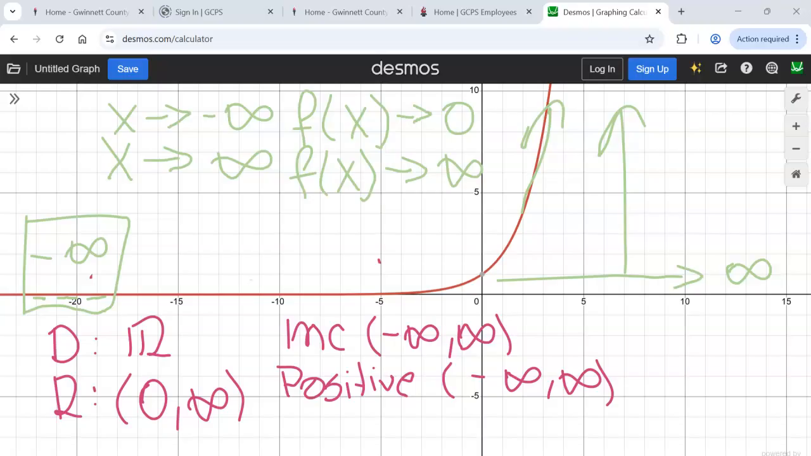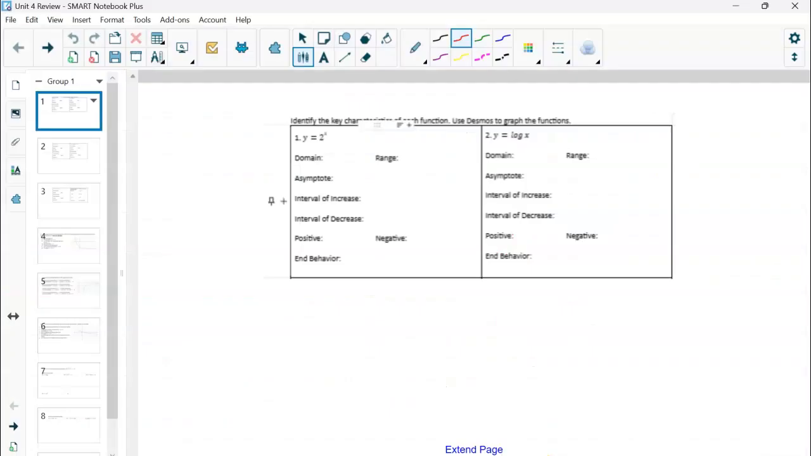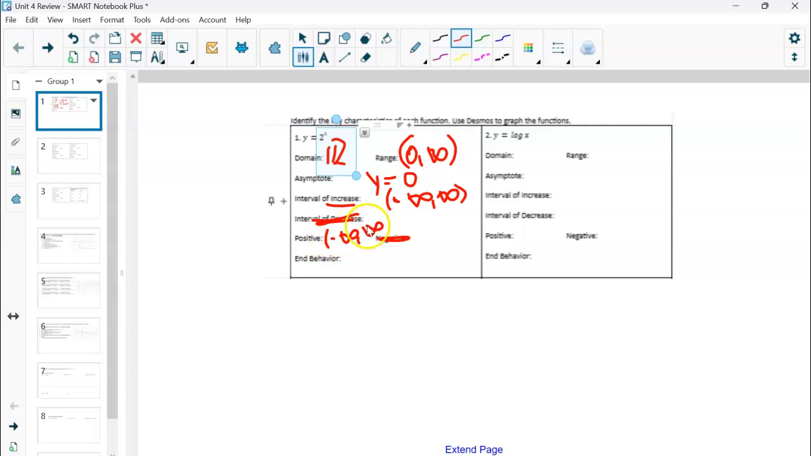So now let's go back here very quick. I think I need to exit that. All right, so let's go back here. So again, domain, all real numbers, range 0 to infinity, asymptote, it's at y equals 0, increase negative infinity to infinity, no decrease, no negative numbers, positive numbers, negative infinity to infinity.